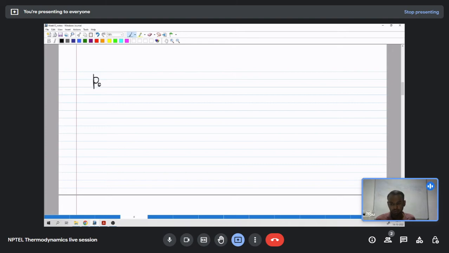P naught into V minus V naught is minus 77,490. This is in joules. We had everything in SI units, so it is joule per kg. We have calculated only per unit mass.